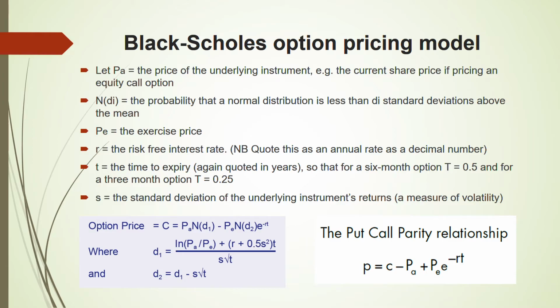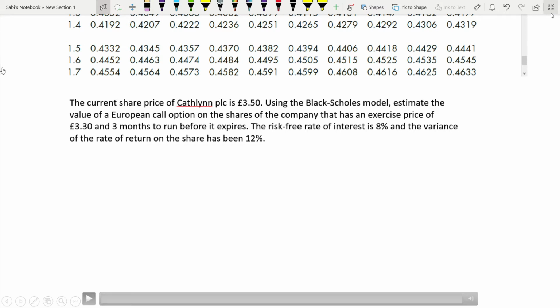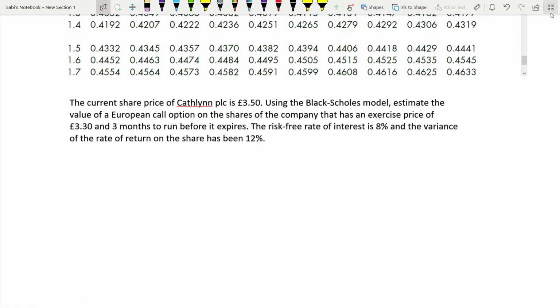Now let us go to the calculation of the Black-Scholes option pricing model, and I will be demonstrating how to use the normal standard distribution table. So here you go. Let me explain how to use the Black-Scholes option pricing model in a question, and also how to use the standard distribution table to find the probabilities for ND1 and ND2.